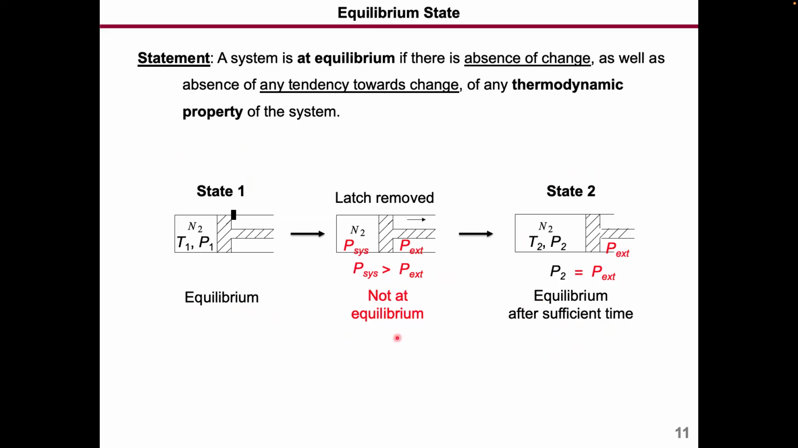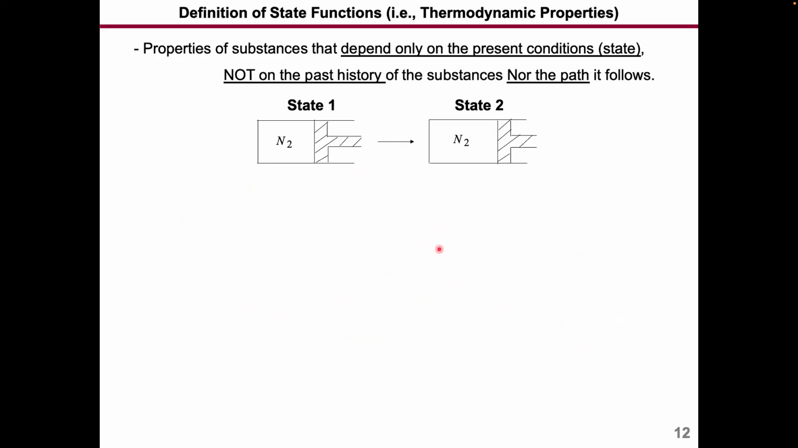And then the change between these two states is called a process. Within this process, the system is not at equilibrium. The system and the surroundings are not at equilibrium, okay? All right, so that's the definition of an equilibrium state.